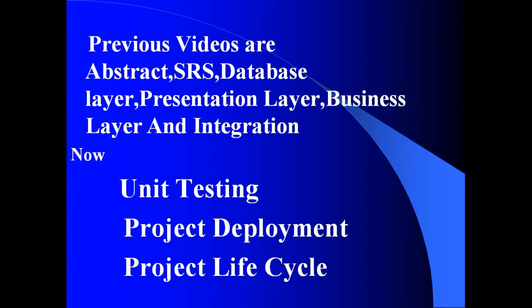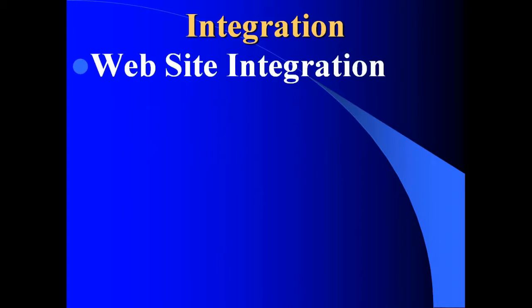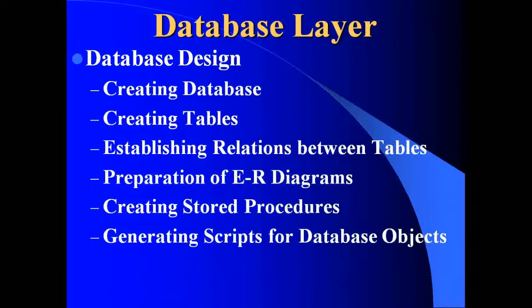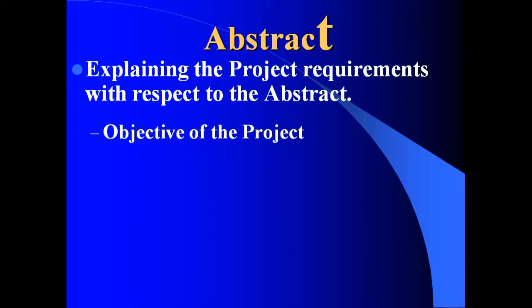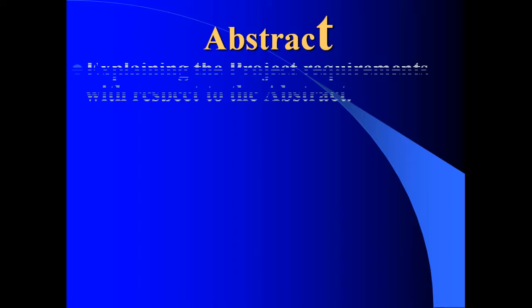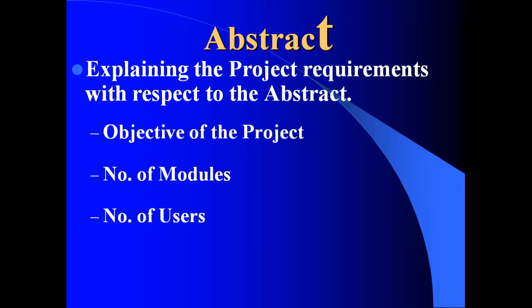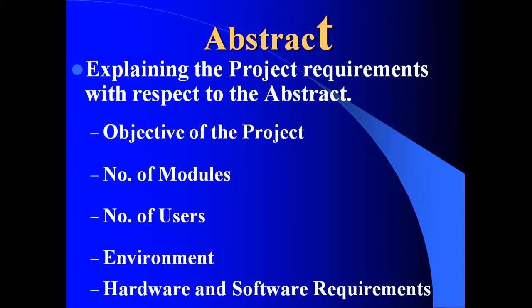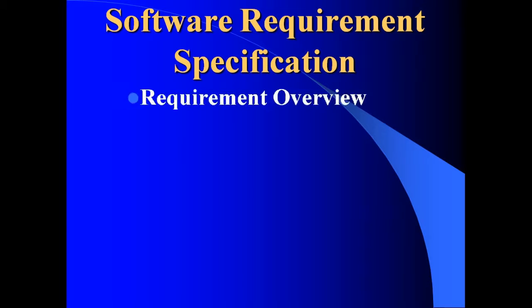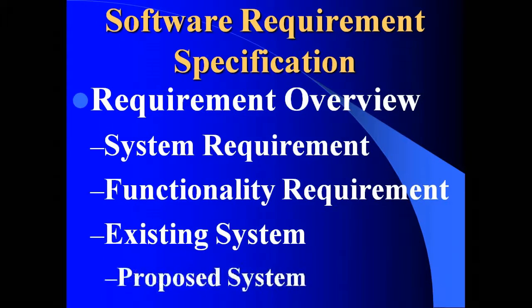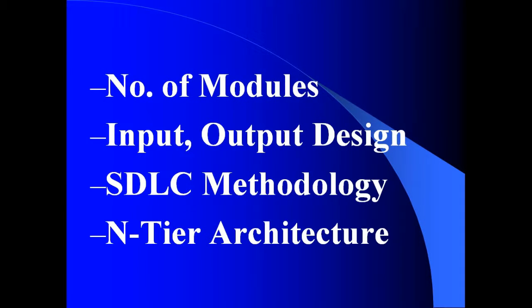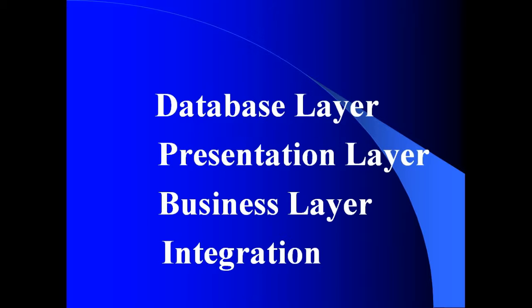In the previous videos, we came up with the abstract, SRS, database layer, presentation layer, business layer, and integration layer. We explained what an abstract is, the purpose of an abstract, and the objective of the project, number of modules, number of users, environment, and hardware and software requirements. In SRS, we explained the requirement overview, system requirement, hardware requirement, functionality requirement, existing and proposed systems, number of modules, input and output design, SDLC methodology, and the entire architecture.